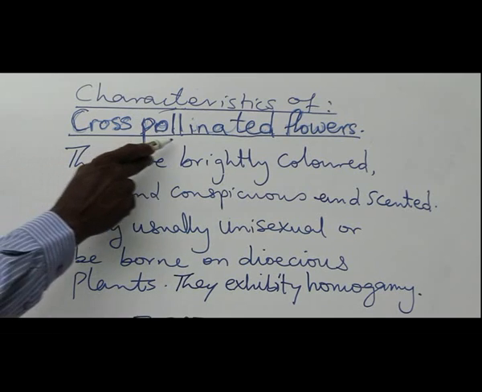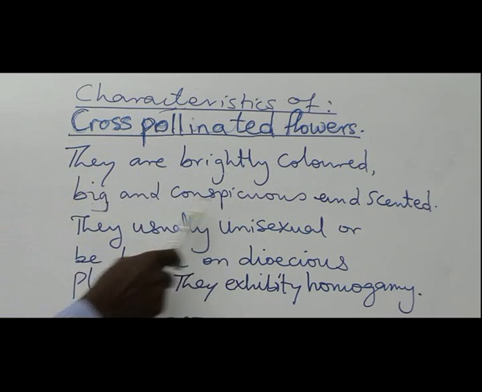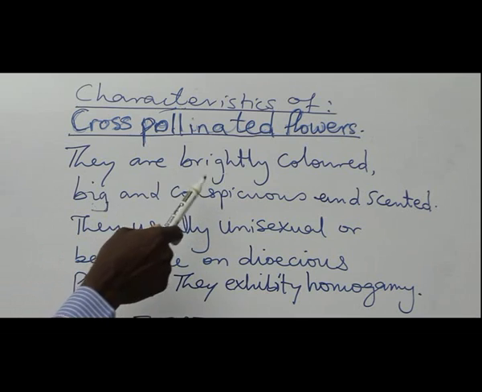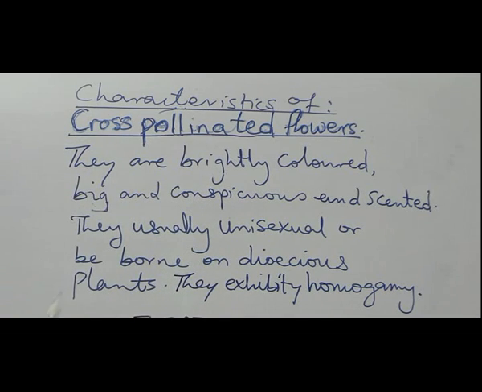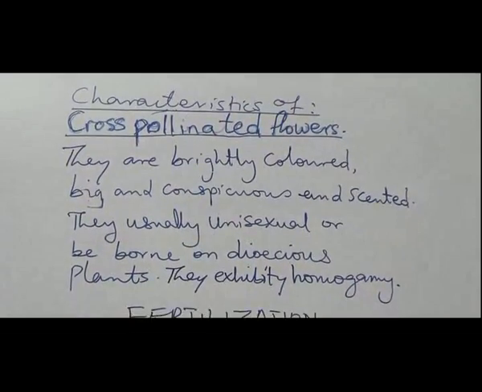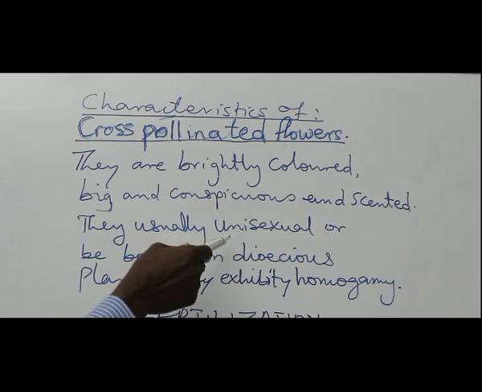Characteristics of cross-pollinated flowers. Such flowers are brightly colored, big and conspicuous, and scented, so that they attract insects that will visit them and carry pollen grain from flower to flower. They are usually unisexual or borne on dioecious plants. If a flower is only a male flower, it cannot pollinate itself. If it's only a female flower, that is unisexual. Only the female part is in the flower, or only the male part is in the flower. Therefore, such a flower cannot pollinate itself.